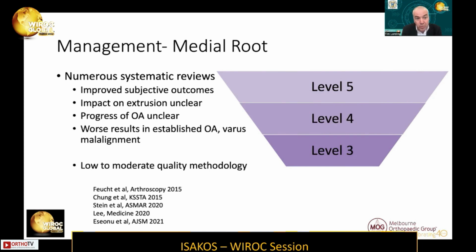There have now been a number of systematic reviews of these papers, and again, these show improved subjective outcomes. The impact of root repair on meniscal extrusion and progress of arthritis is unclear, and worse results are seen in established osteoarthritis and varus malalignment. It should be noted, though, that these systematic reviews do note that the papers they are based on are of generally low to moderate methodological quality.